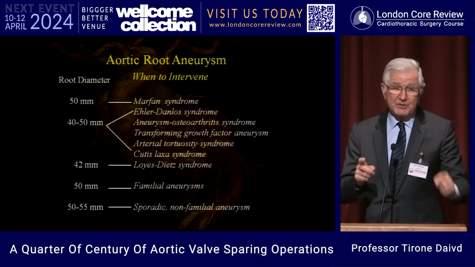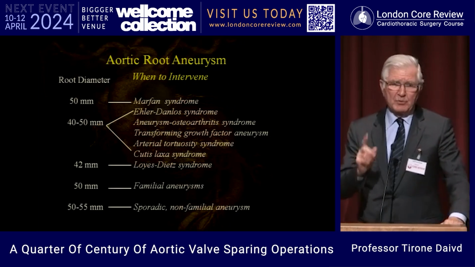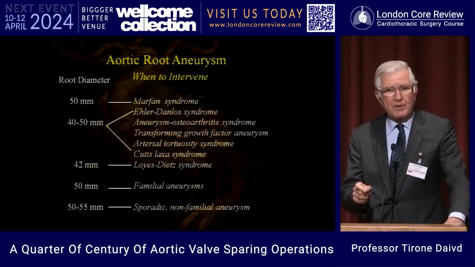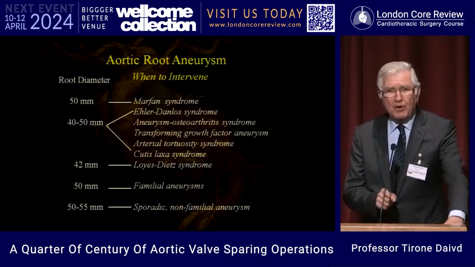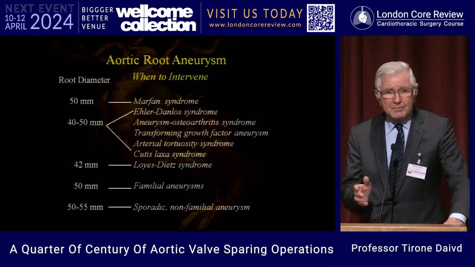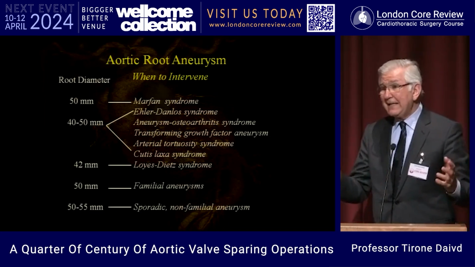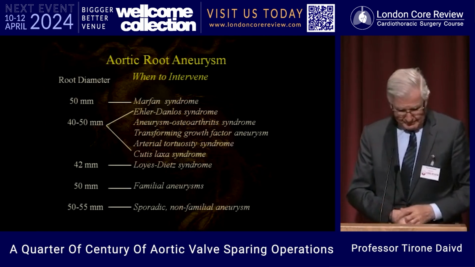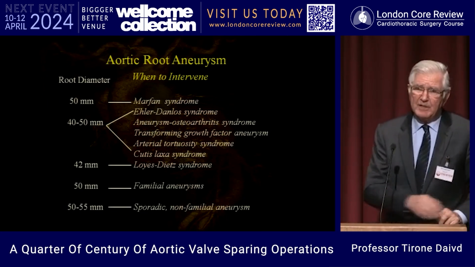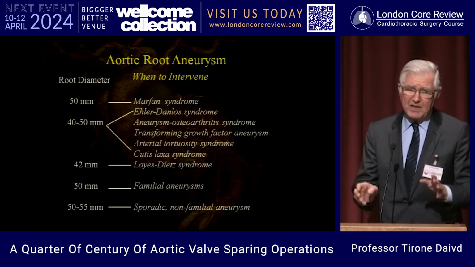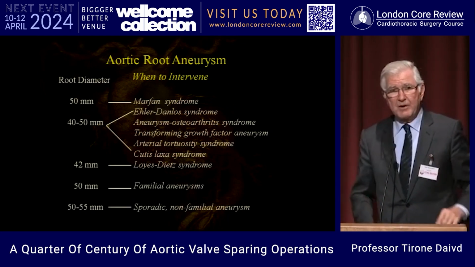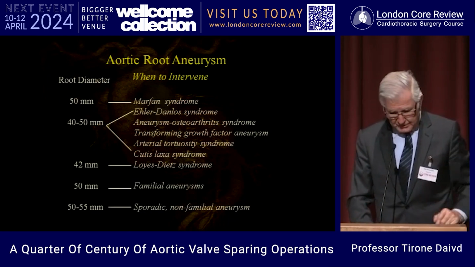So the guidelines were changed, if you read it carefully, by the Marfan Association, only for the aortic valve sparing. 40 to 50, only for the aortic valve sparing. 42 for Loeys-Dietz syndrome, all comers. That's a new syndrome, known for 10 years only, and they dissect any time. They dissect at 40 millimeters. Familial aneurysm, 50, if you can save the valve. If not, 55. Because the risk of dissection, rupture is 0. Dissection, rarely. And the sporadic can wait even longer.